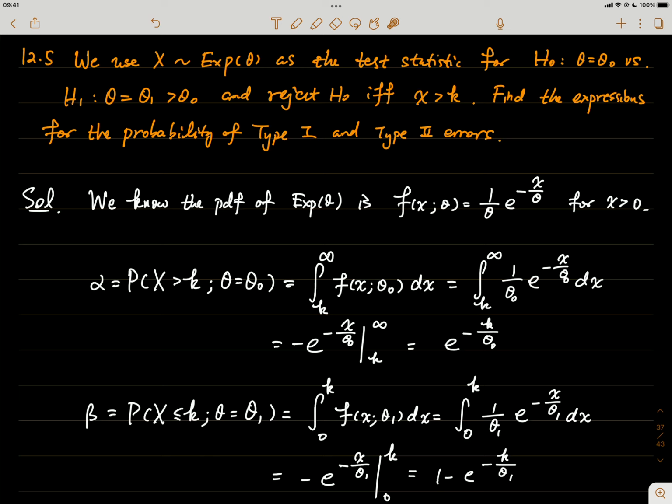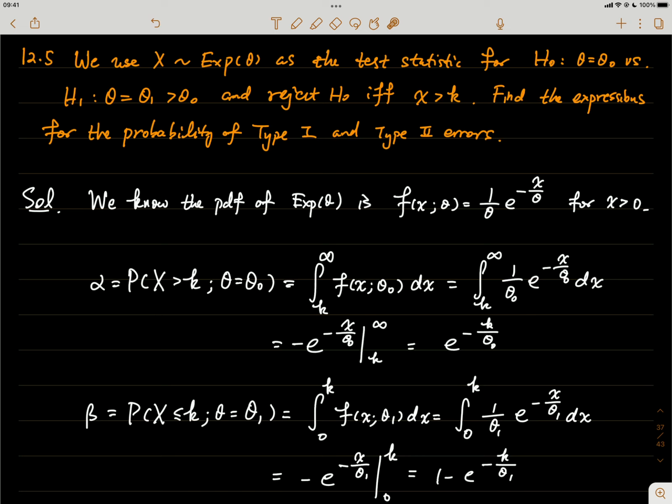We first need to realize that the exponential theta distribution has this as the PDF, where x has to be greater than 0. Now alpha is the probability of the type 1 error. A type 1 error is when the test statistic X falls into the critical region, or rejection region, when the null hypothesis is true. So this is what we need.